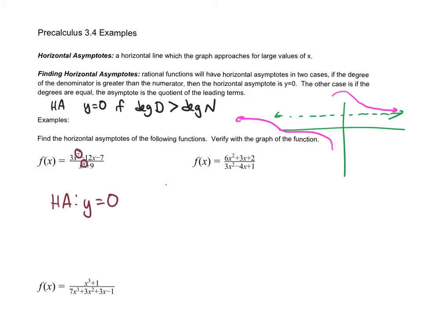Now, in the second one, 6x squared plus 3x plus 2 over 3x squared minus 4x plus 1, you notice the degrees are the same. So, like it says above, we're going to take the quotient of the leading terms, which is 6x squared and 3x squared. So, if I want my horizontal asymptote, it's going to be y equals 6x squared over 3x squared. So the x squareds cancel. 6 divided by 3 is y equals 2.